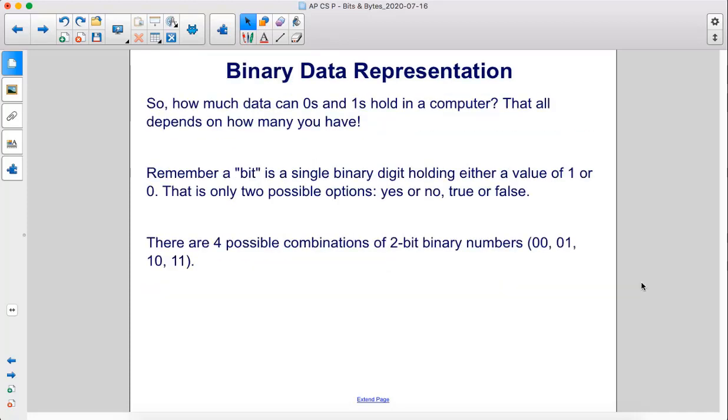So, how much data can zeros and ones hold in a computer? That all depends on how many you have. Remember, a bit is a single binary digit holding either a value of 1 or 0. That is only two possible options: yes or no, true or false. There are 4 possible combinations of 2-bit binary numbers: 00, 01, 10, or 11.